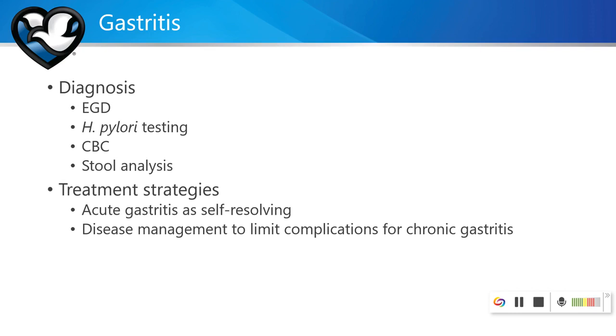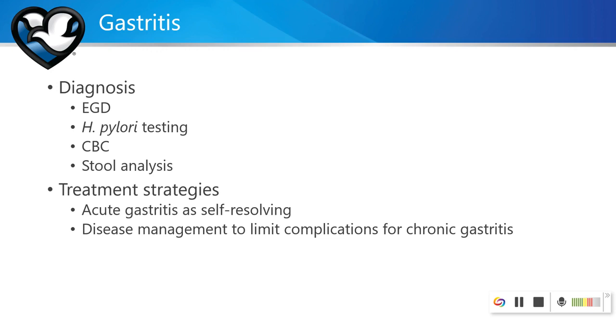Diagnosis is usually made through an H&P, and an EGD can be performed to evaluate the mucosal lining and for H. pylori testing. A CBC and stool analysis may also be done for occult blood.